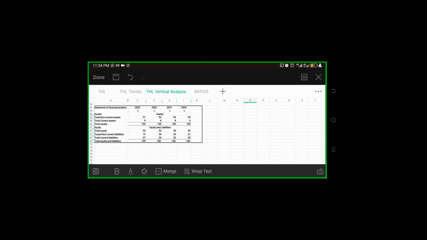Okay, but most of the time, if the capital is not enough, the owners can borrow money, so liability. So assets must be equal to capital plus liability. You see that at the top, on the assets, we have 100% of the assets, and on the equity and liabilities, we have 100%.